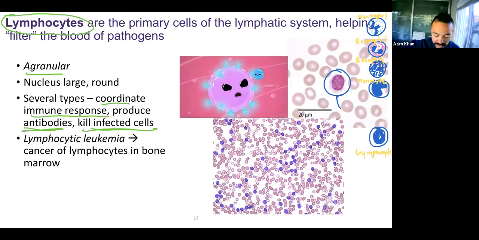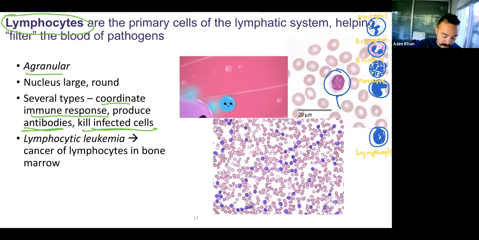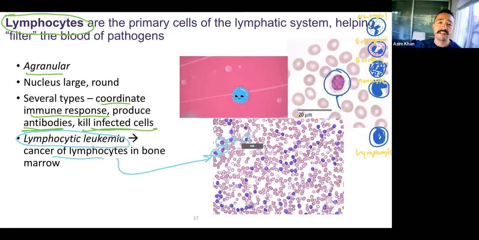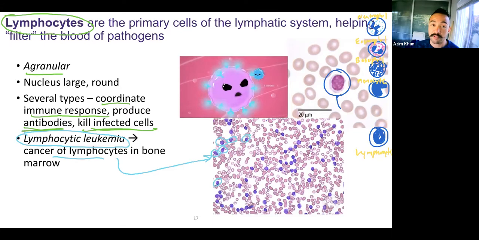Pictured here on the right is an example. It's showing histology of lymphocytic leukemia. Leukemia is cancer of lymphocytes in the bone marrow, and you produce an excess, irregular amount of lymphocytes. You can see the large nuclei in these cells. You should not have this many lymphocytes in your blood normally. Remember, lymphocytes and leukocytes as a whole only take up a very small proportion of your blood, 1% or less. So seeing this many in this small of a sample is concerning. This is an example of someone who has leukemia.